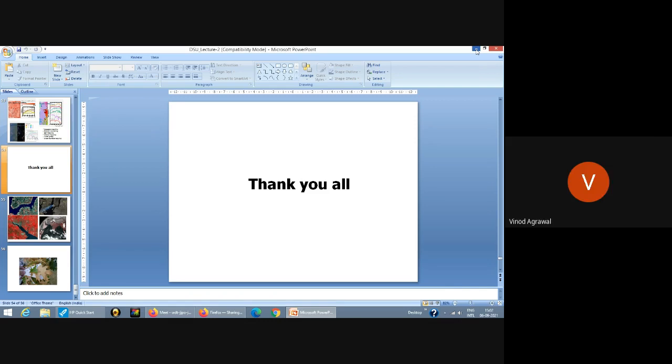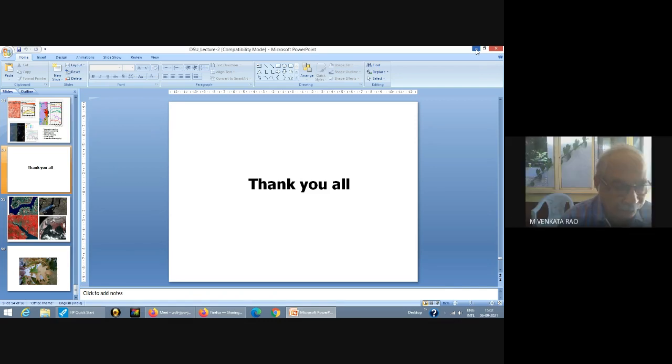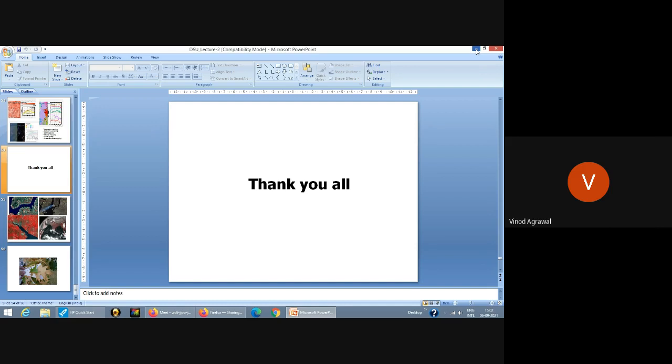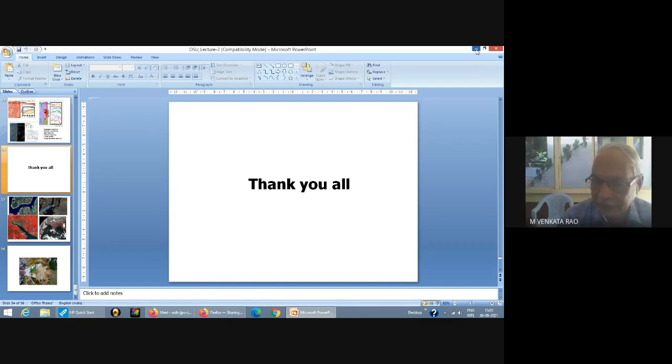I'll just add something, Venkatrao. Please. Smart material called shape memory alloy is also used for deployment mechanisms. We have used it in some of our small satellites. So that is also falling under smart material. Yes, correct.